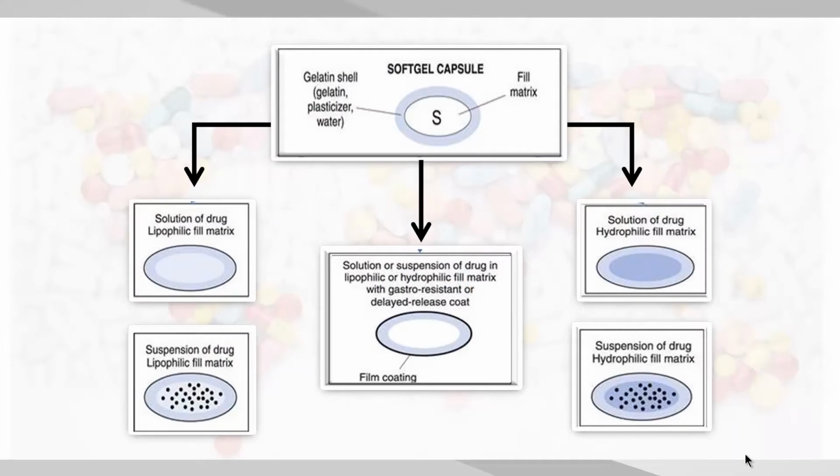Here we can see a representative diagram of soft gelatin capsule. It contains either a solution of drug in lipophilic matrix or a suspension of drug in lipophilic matrix, or optimization of these two substances for chemical or physical stability. Now, I would like to summarize what we have covered till now: the definition, the reasons behind the formulation of soft gelatin capsules, advantages and disadvantages, and the composition.